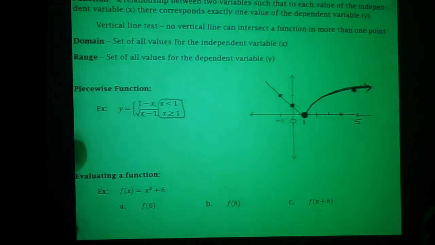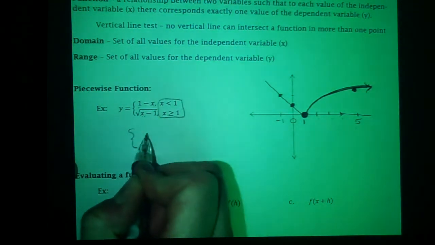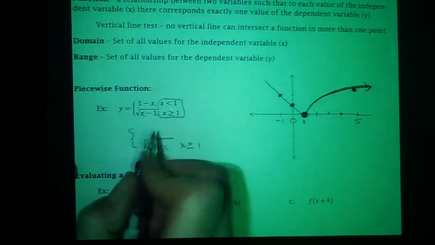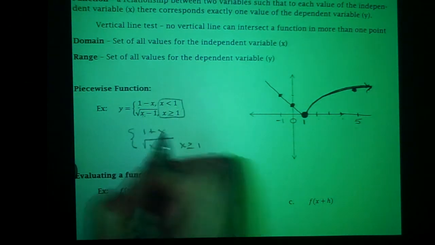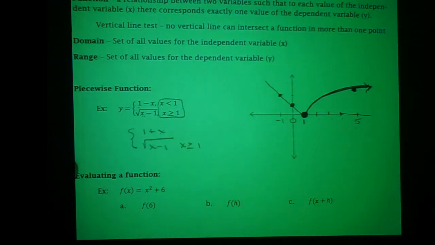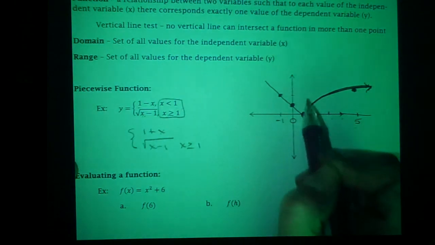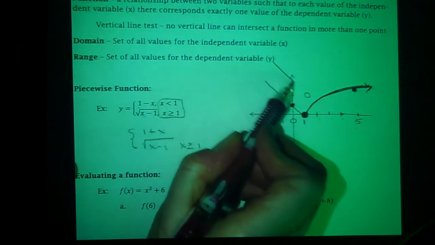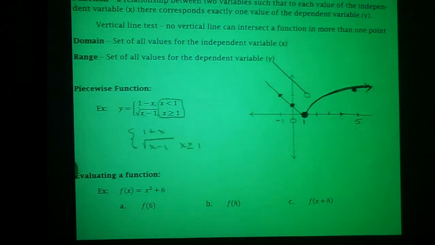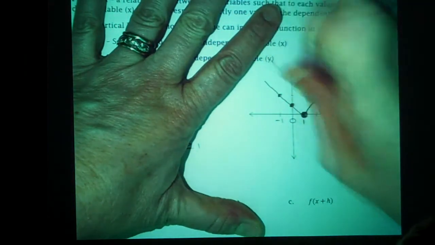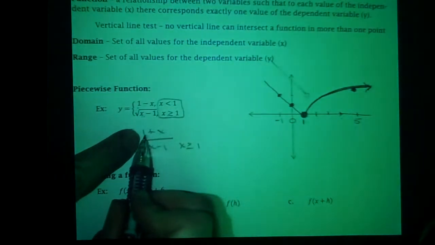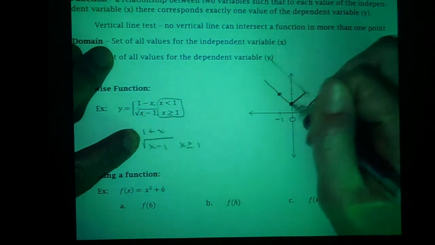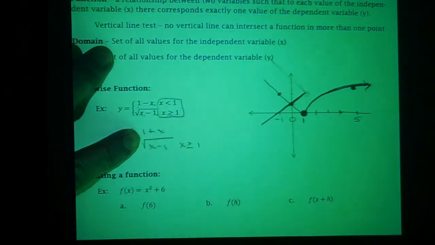So if I changed my piecewise function and made a little adjustment, and I didn't change the bottom, let's say, but I changed the top to be 1 plus x, what would happen is this point would now move up because the line would be the line with a y-intercept of 1 and a slope of positive 1. So the slope would change and it'd be coming up.